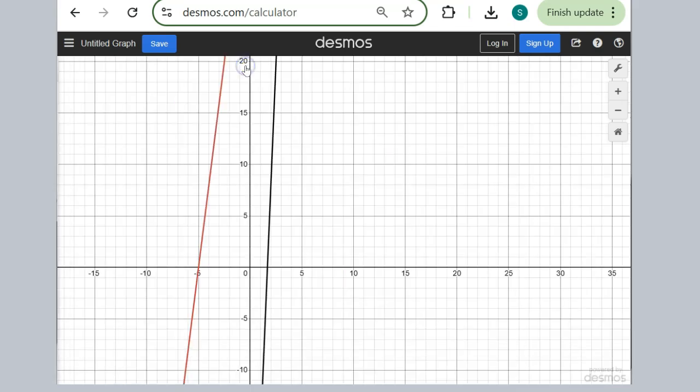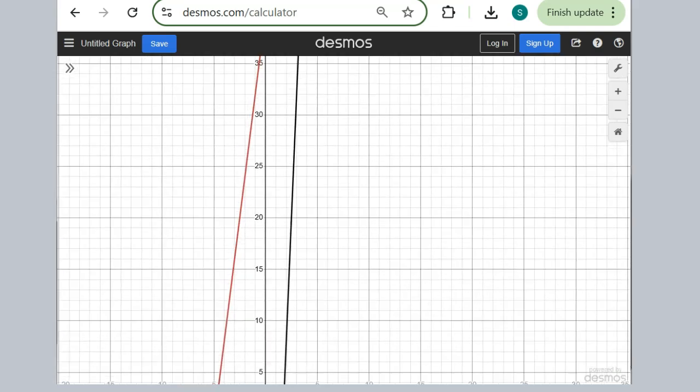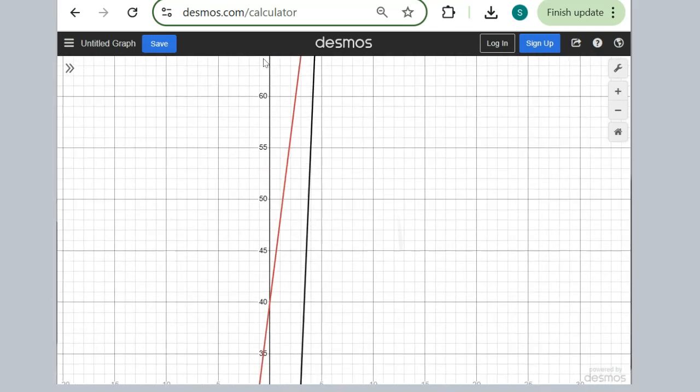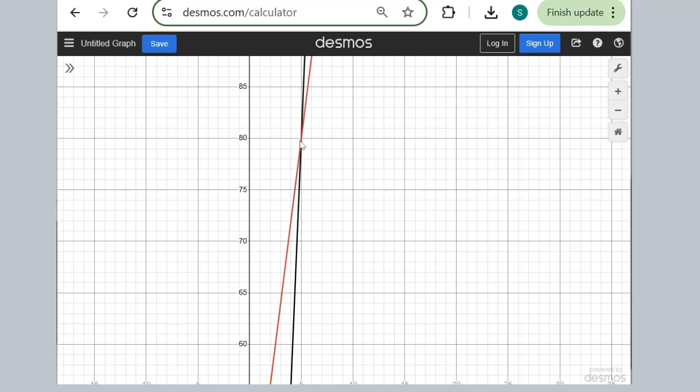So let's push this aside, then go to where they meet. Try to get the intersection, 5, 80, and we're looking for the x, so the answer is 5, and that's how you can use it to solve our equation in SAT.